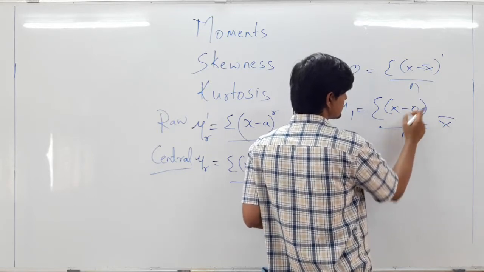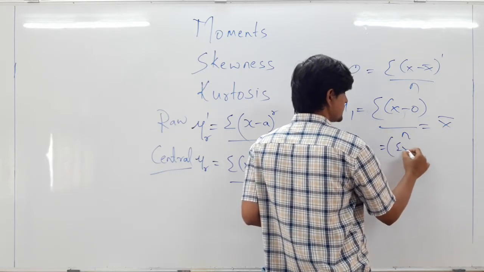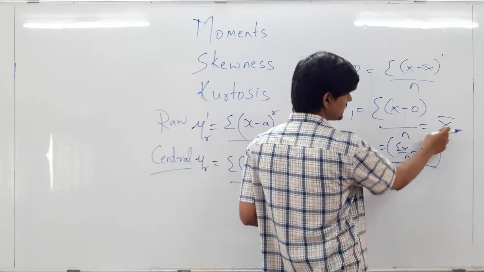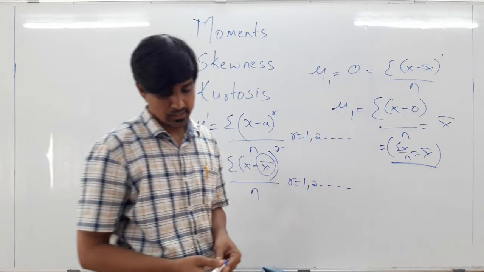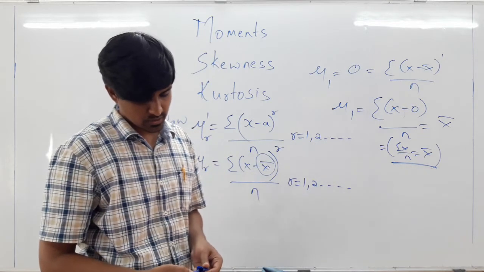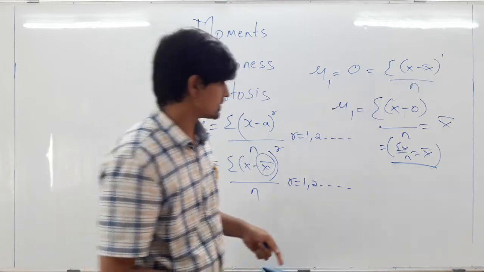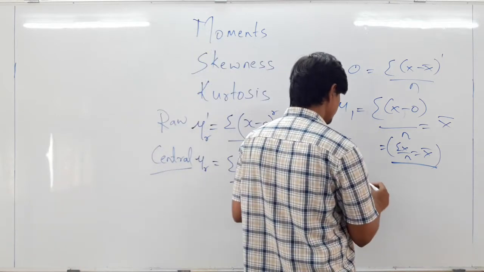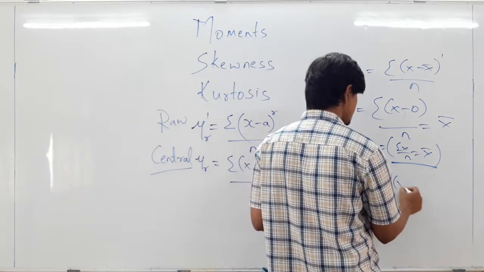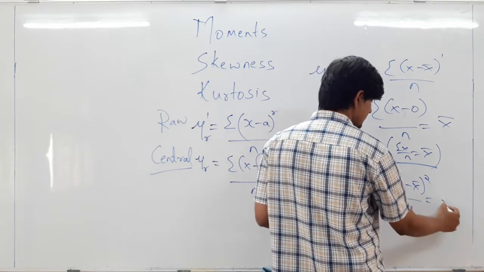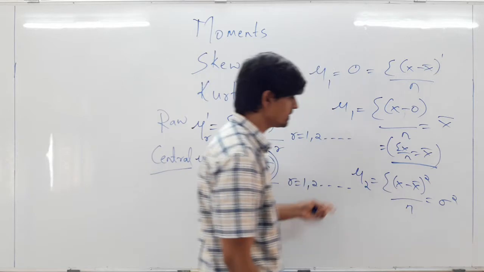What is summation x by n? This is the formula for mean, right? The first moment about 0 is the mean. The second moment about the mean is the variance. Second moment mu 2 is equal to summation (x minus x bar) whole square by n. What is this? This is nothing but the standard deviation squared.